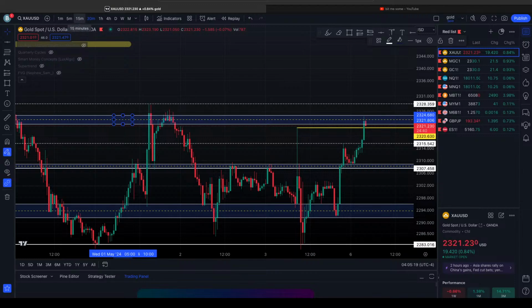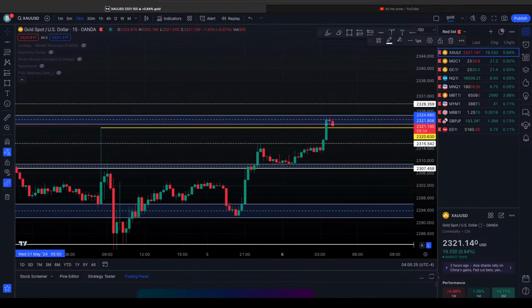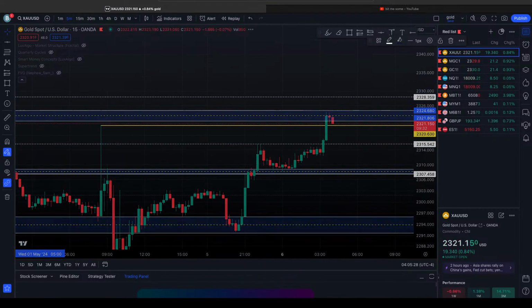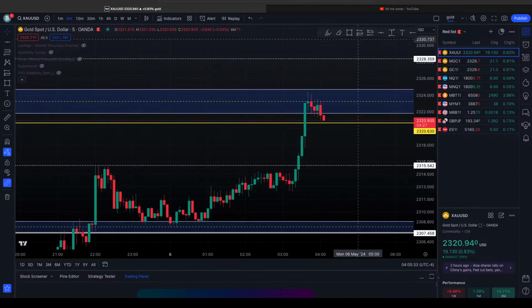Okay, that looks about right. That didn't close above. That might have been the move right there. Let's see, the 5. So this would have been the break of the highs. Yeah, that was it right there. That was the move.